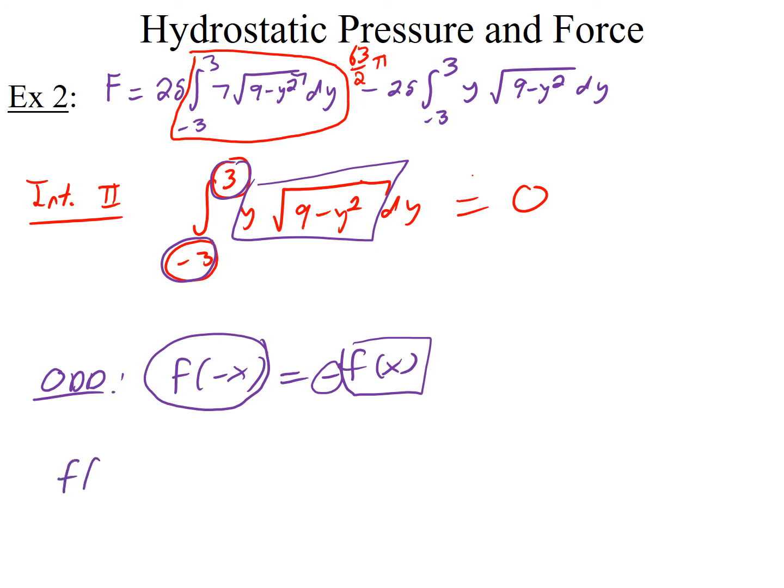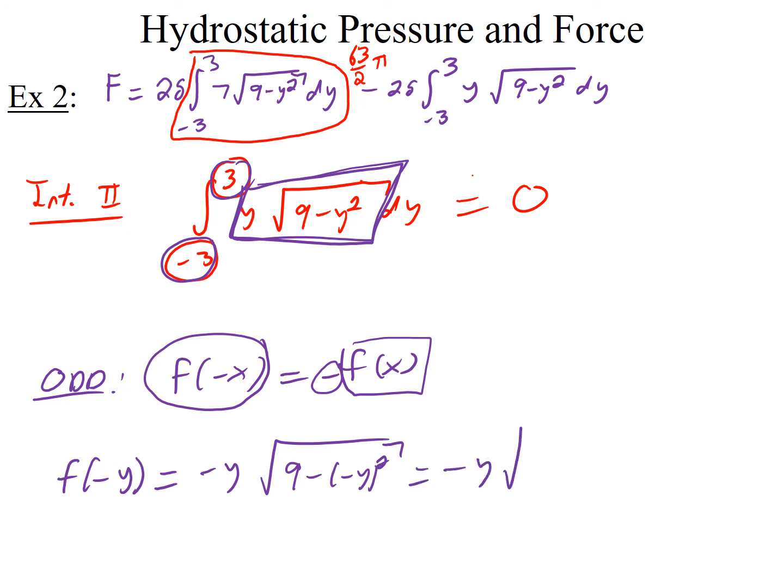So you have to change every y you see here to negative y. So you get negative y square root of 9 minus negative y squared. If you simplify, the only simplifying that really happens is the inside. The negative gets squared. You get 9 minus y squared. And you see that other than the negative sign in the front, the rest is the original function. So you get the negative of the original function. That makes it odd.